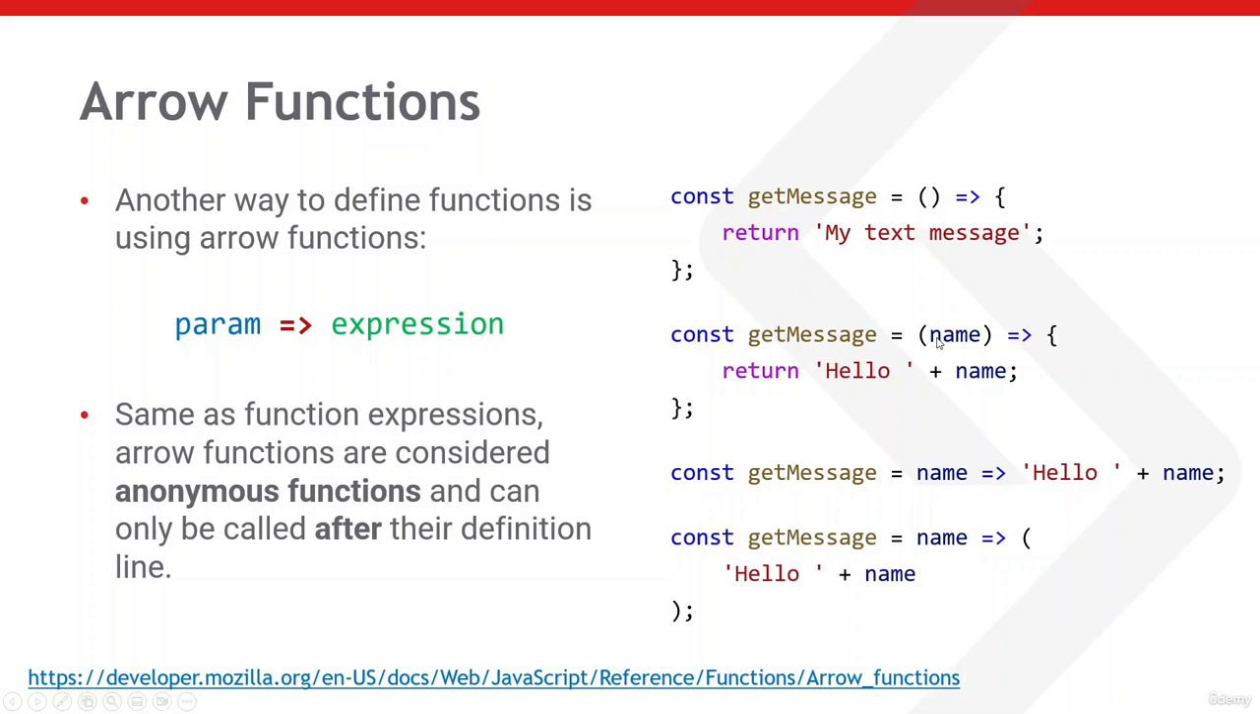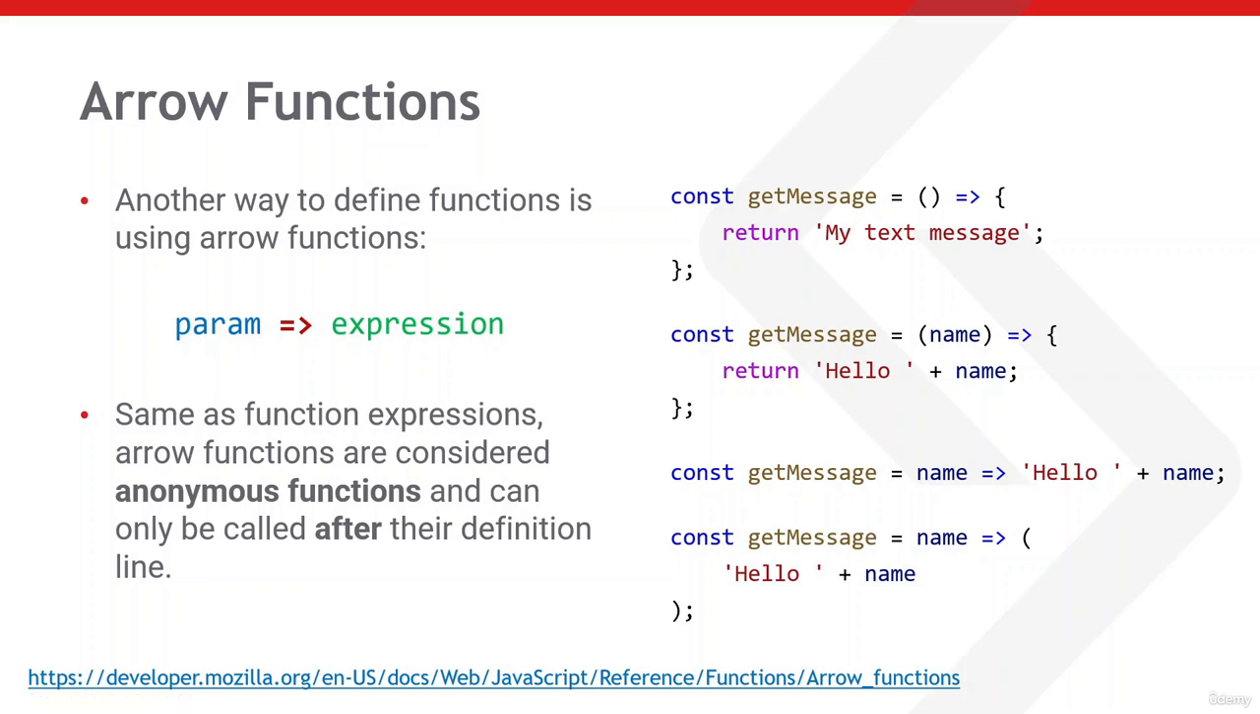If I have a parameter, I will include the parameter inside the parentheses. If I have multiple parameters, I need to include all of them inside the parentheses. However, if I have only one parameter, I could just use the name of the parameter and I don't even need to use the parentheses. Let me show you an example.